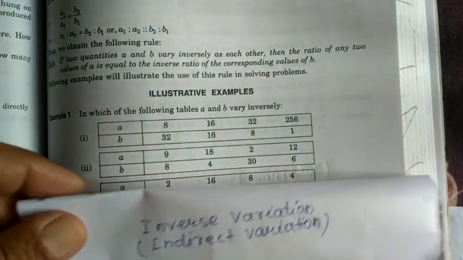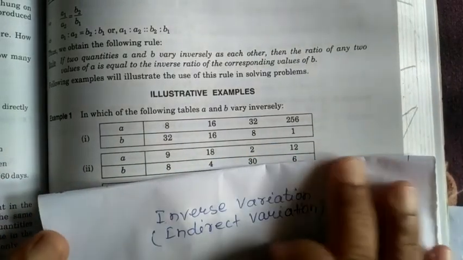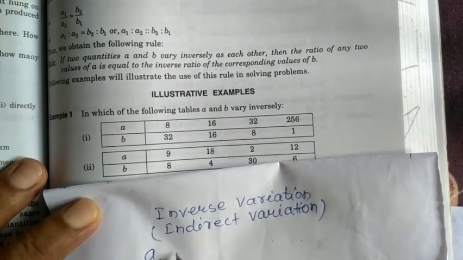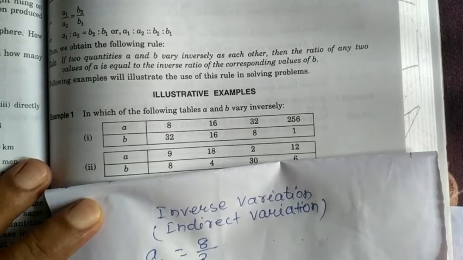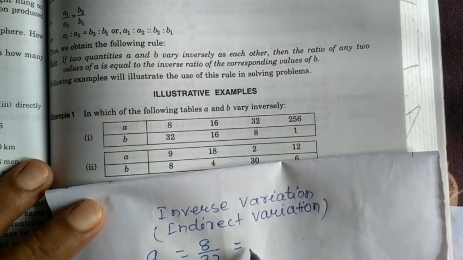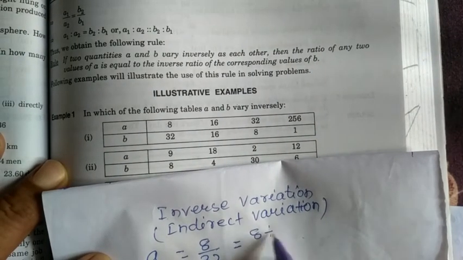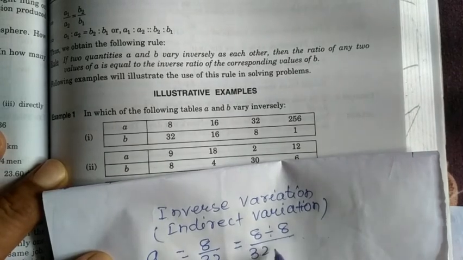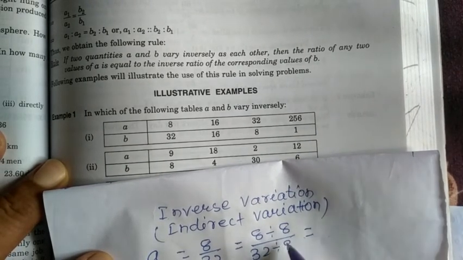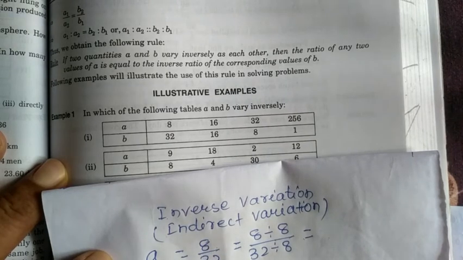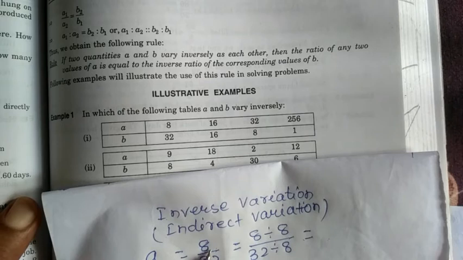Indirect variation. See here, I am going to test on the page whether the ratio is the same or not if it is decreasing. See here, A by B. What is it in the first case? 8 by 32. Now bring this fraction into its lowest term. Now see, 8 must be divided by 8, and 32 must be divided by 8. What will we get? Because we find here that 8 is the largest number by which both can be divided. Both can be divided by 2 also. Both can be divided by 4 also.